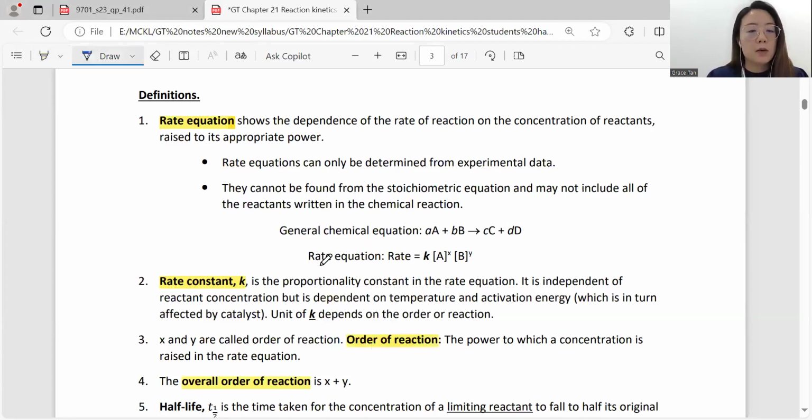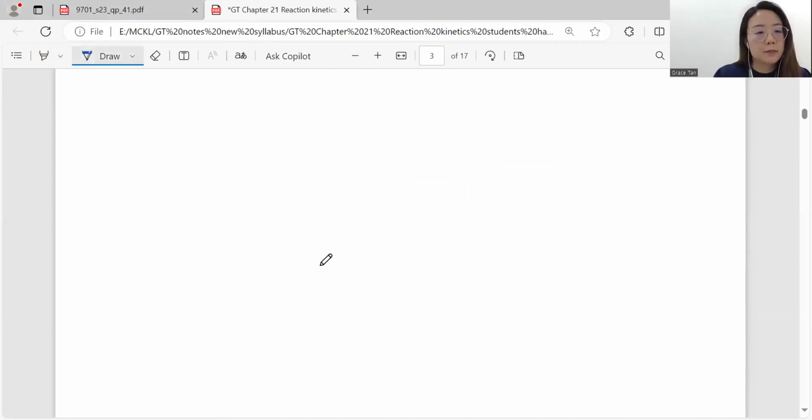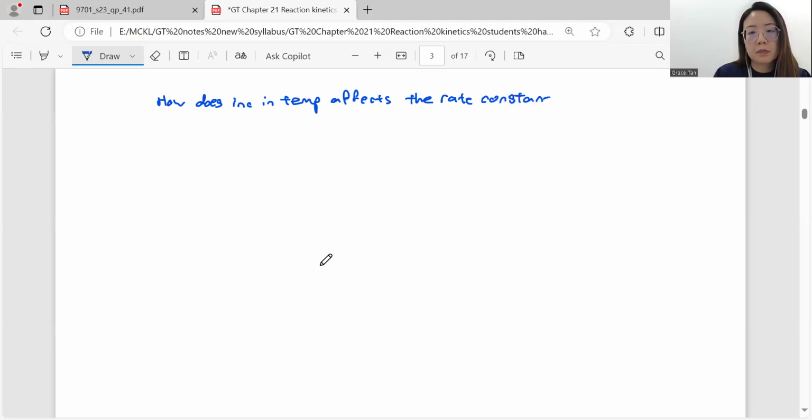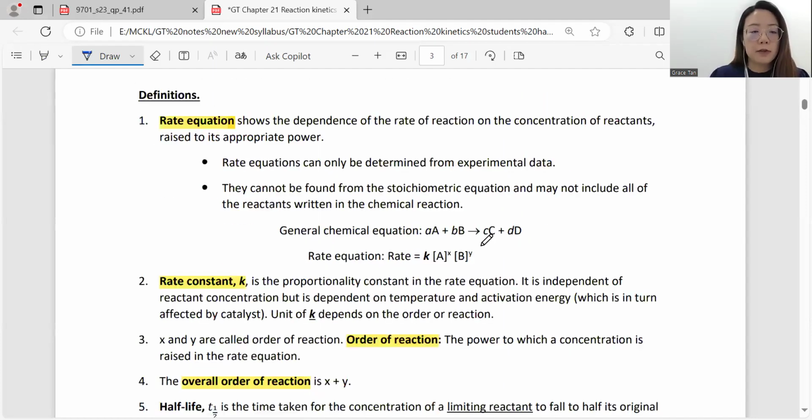Number 2, I will cover how an increase in temperature affects the rate constant, which is your k, and the rate of reaction. Okay, so we will cover these 2 things. Number 1, we shall cover the 4 definitions.